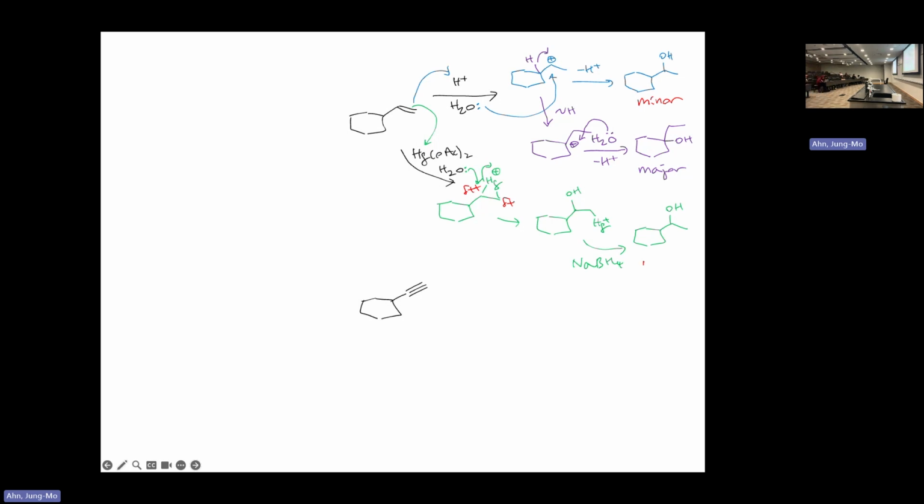So this gives Markovnikov products: OH on the more substituted side, hydrogen on the less substituted side. It's also an anti-addition. It doesn't show it, but you should be aware that it's going to be an anti-addition.